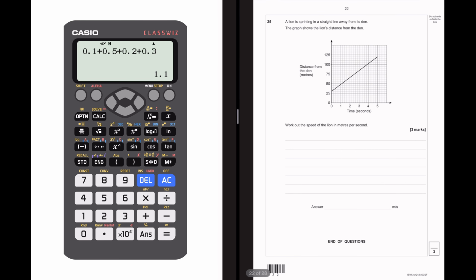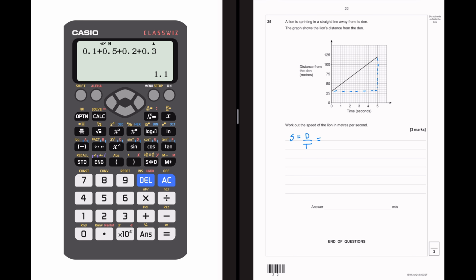And finally, question 25 says, a lion is sprinting in a straight line away from its den. The graph shows the lion's distance from the den. Work out the speed of the lion in meters per second. So speed is equal to distance over time. So in relation to this graph here, distance divided by time looks at the gradient of this line. So the gradient of a distance time graph is the speed, because it's distance divided by time. It's the rise over the run.